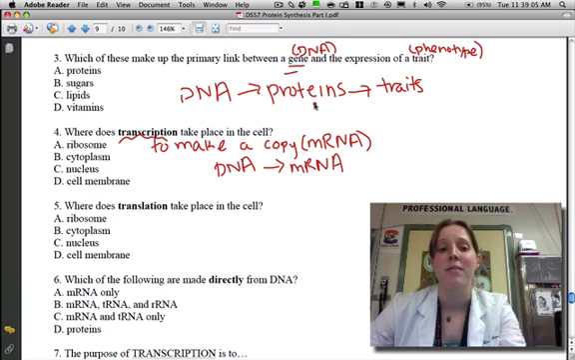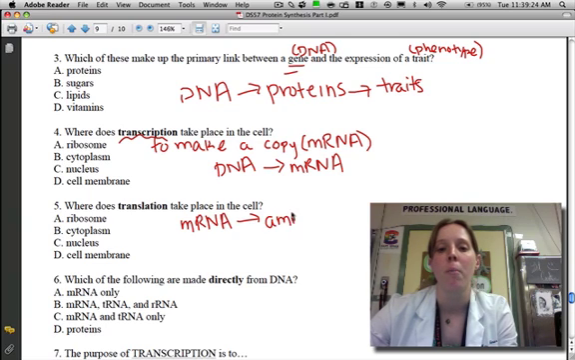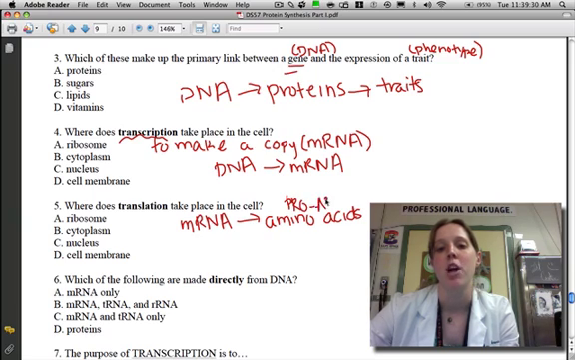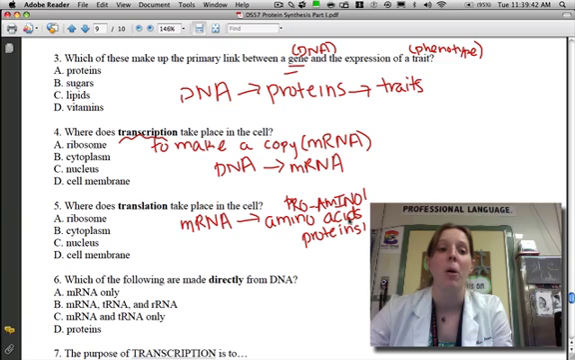Now the next one, number 5, says, where does translation take place in the cell? Now translation is a little bit different. In transcription, I made my mRNA copy of the DNA, and in translation, that mRNA is going to get translated into amino acids, which are going to form our protein. Remember, amino acids are the building blocks of a protein, pro-amino. So translation is going to take place in the cell where proteins are made. So I need to think back to what I already know about my cell organelles, my cell parts. Which part of the cell is where proteins are made? So see if you can pick out the correct answer to that question.